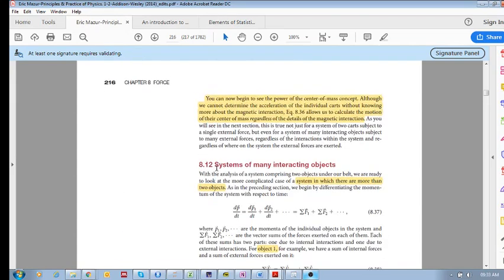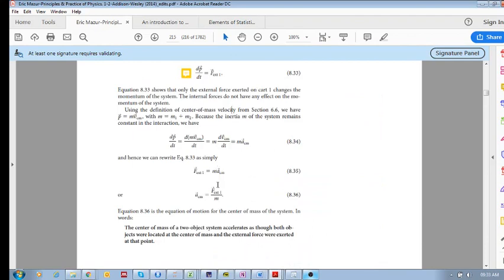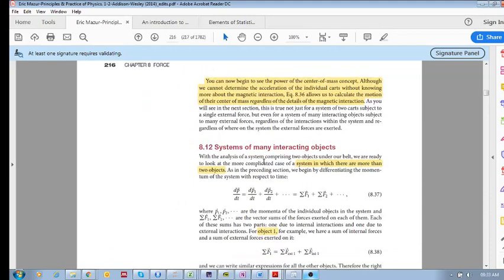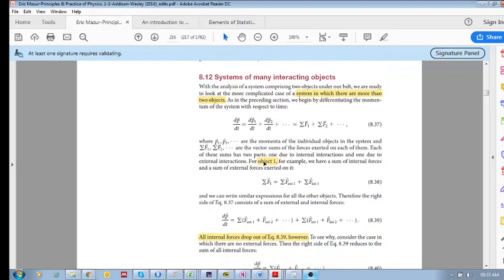And the second thing is that if we knew the external force and we knew the sum of all the inertia of the system, we could calculate the acceleration of the center of mass of the system. We weren't necessarily able to calculate the acceleration of the individual objects, but we could calculate the acceleration of the center of mass. And that was simply equal to the external force divided by the total mass. Okay, now 8.12 is pretty much the same thing.